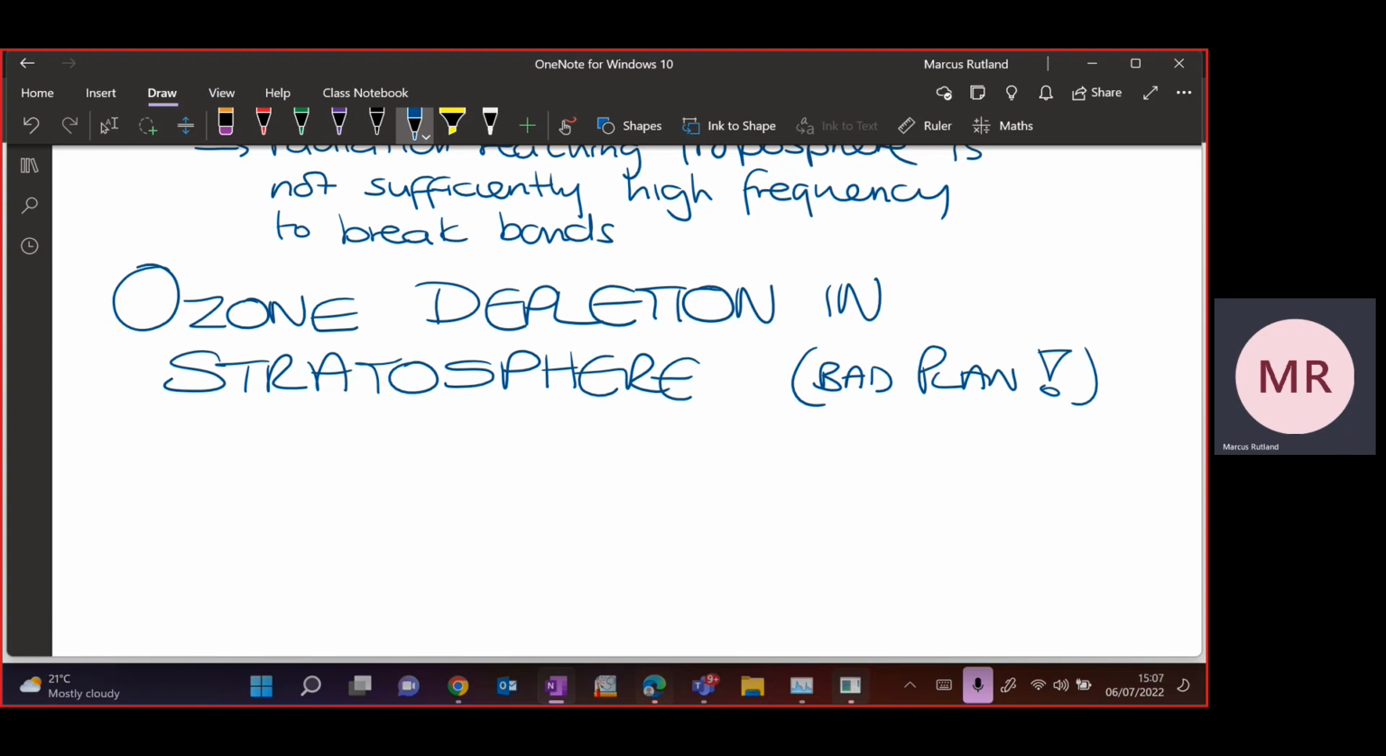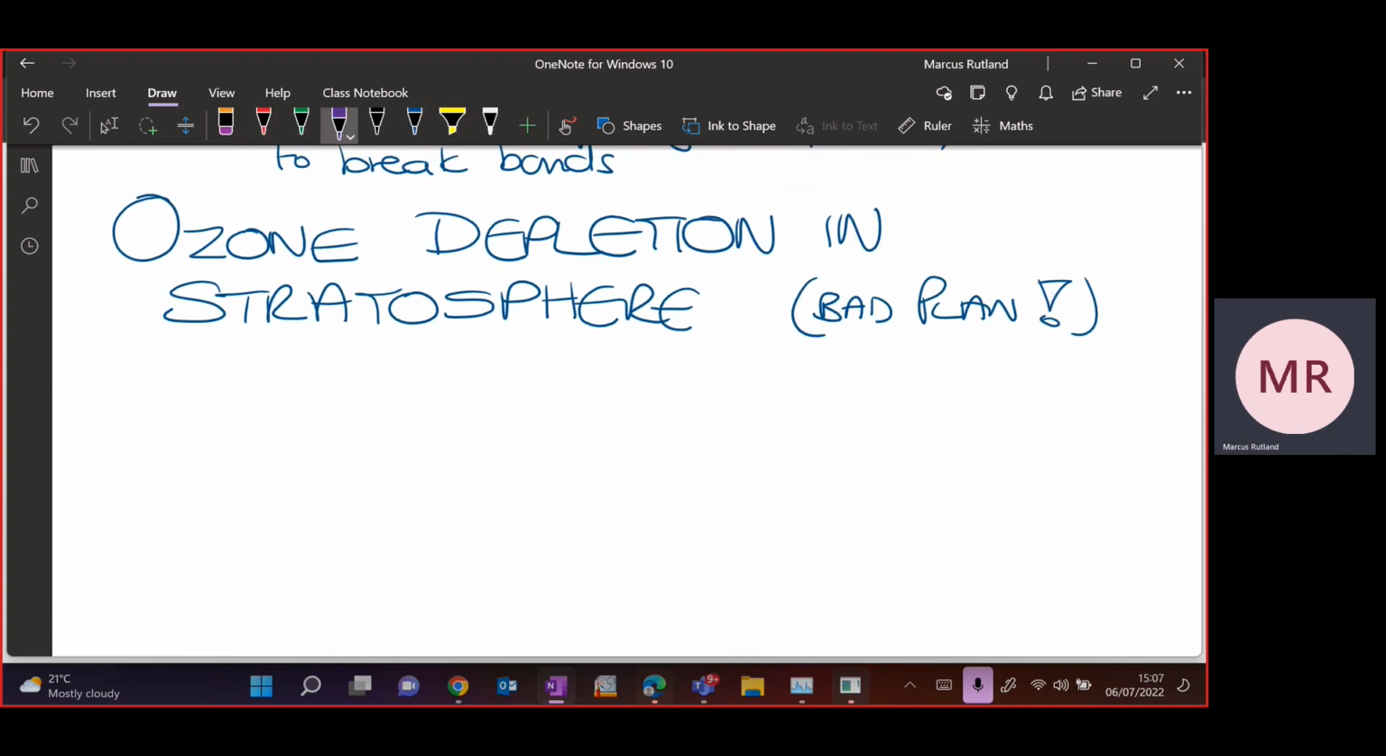So if there's less ozone in the stratosphere, more of that high energy UV radiation gets through the stratosphere down to the Earth's surface, where it mutates DNA and causes skin cancer. Not good. We do not want ozone to be depleted in the stratosphere.